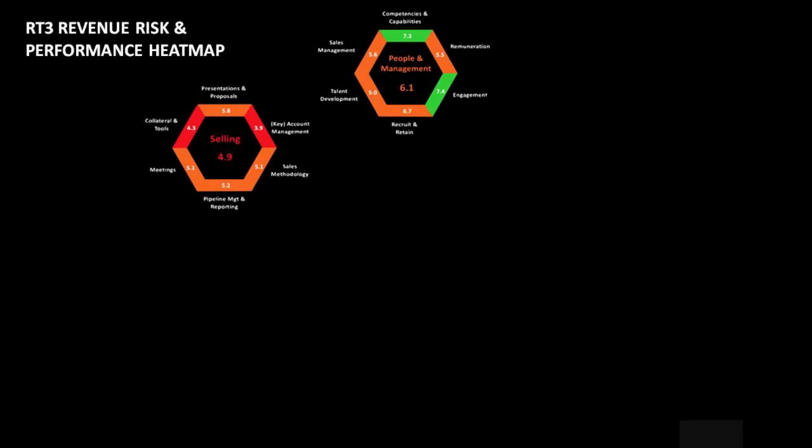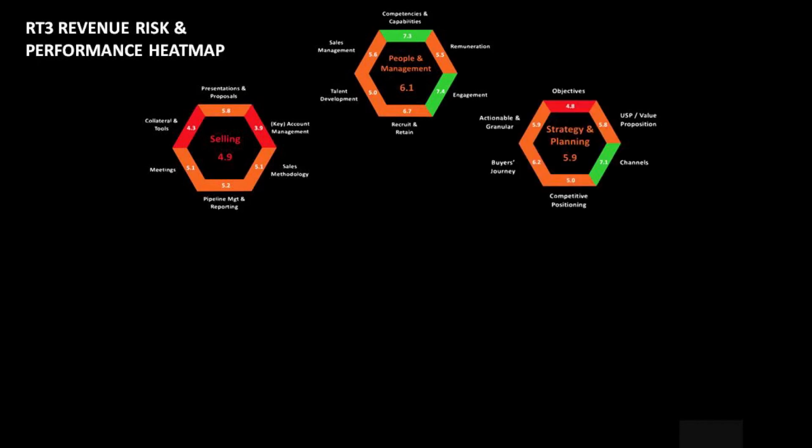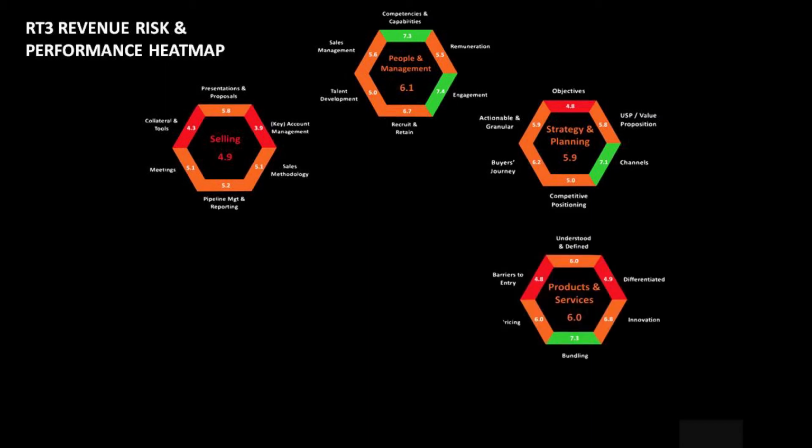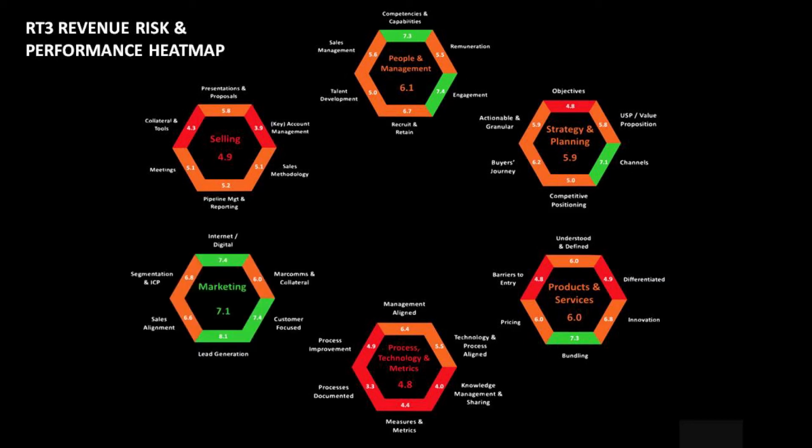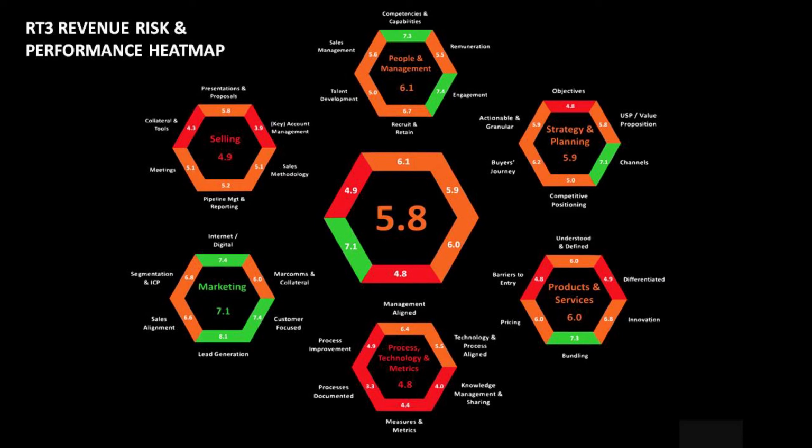We start with sales and its components. Add people and management, strategy and planning, products and services, technology, processes and metrics, and marketing. The centerpiece summarises the core systems and completes the picture, bringing together 6 complex systems into a simple, easy to interpret assessment based on green, amber and red.